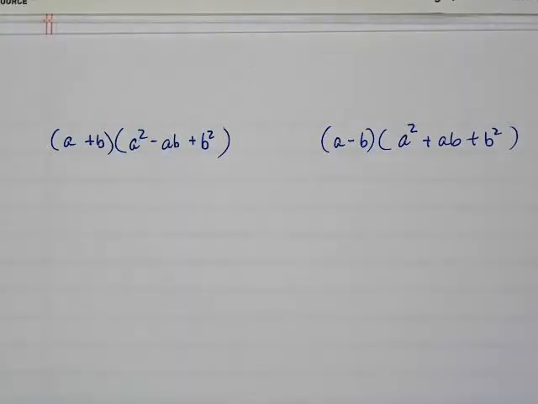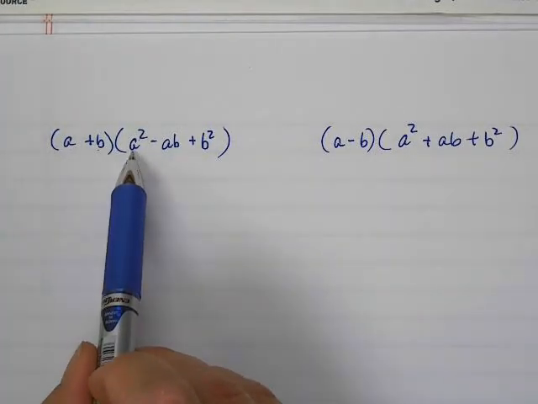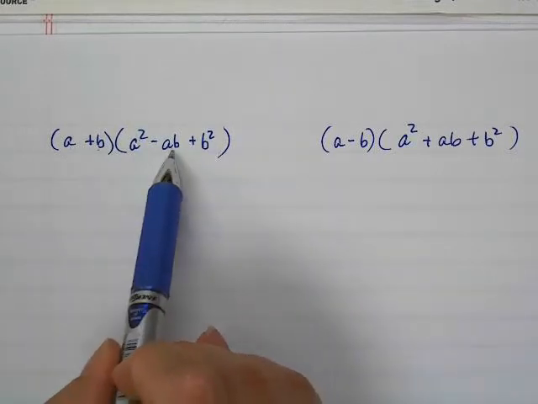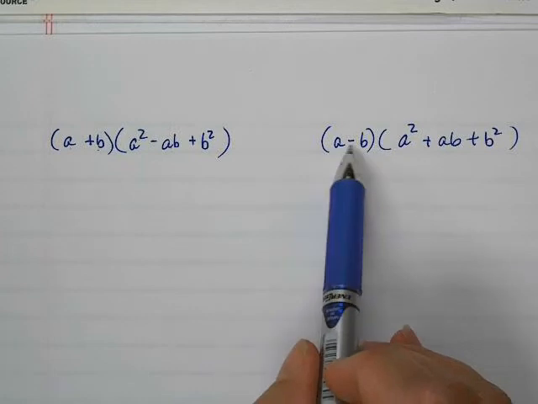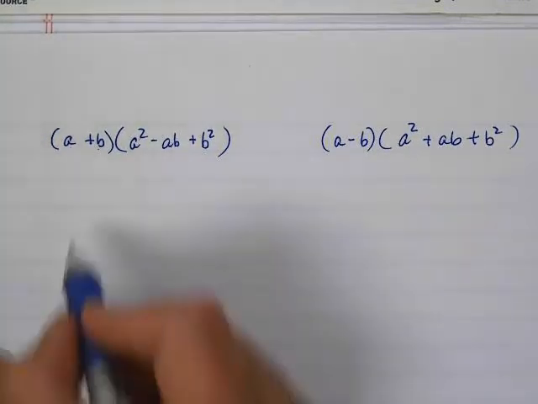I'd like to use these two problems to introduce to you the idea of our next special case. What I've got here is a binomial and a trinomial, and notice I have a term adding another term, and then here I have the first term squared, the last term squared, and the two terms multiplied together. Same thing over here, but I've got the signs a little different. So I want you to watch what happens when I multiply these out.